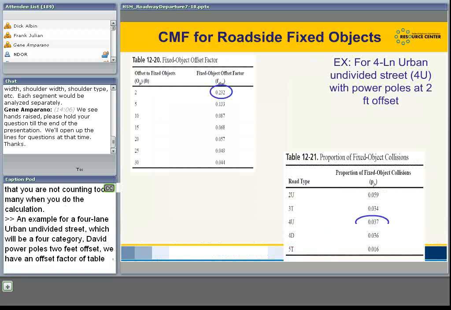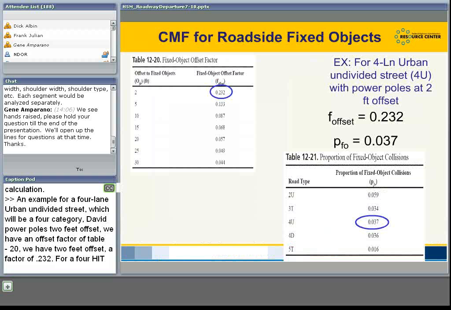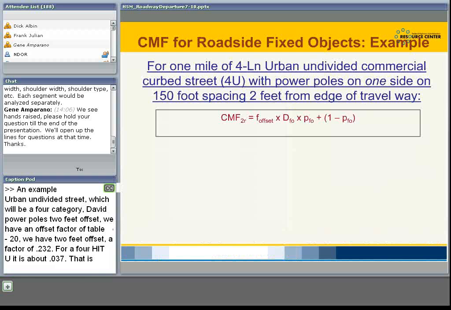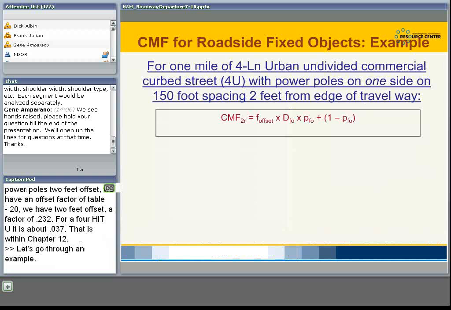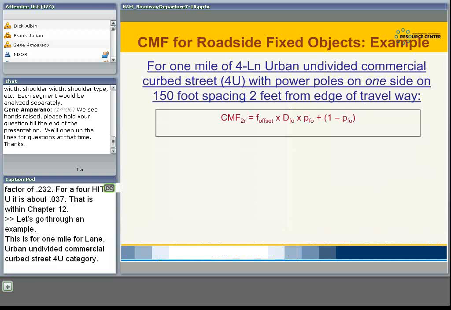Just an example for a 4-lane urban undivided street, which would be a 4U category, with power poles at 2 foot offset. We have an offset factor off of Table 12-20. For a 2 foot offset, we have an offset factor of 0.232. For our proportion of fixed object collisions for a 4U, it's about 0.037. So those values come out of a table within Chapter 12.